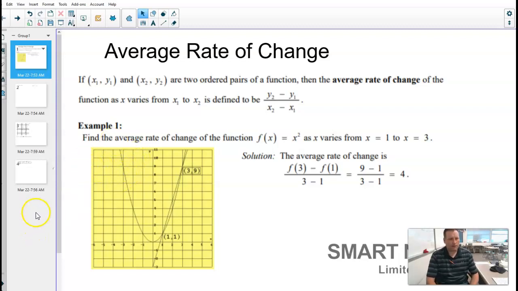Okay, welcome back. We're looking at average rates of change. That's our topic today. Let's just define what that is, and then we'll look at some applications to this.